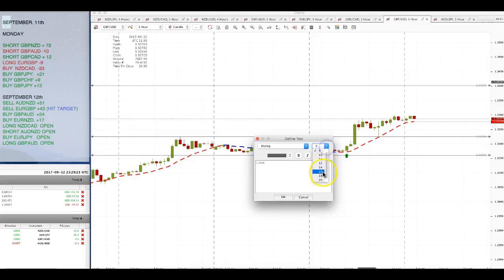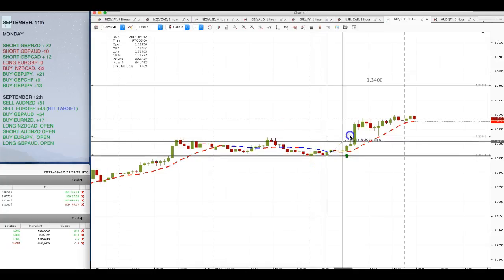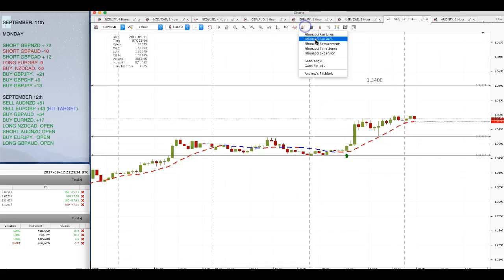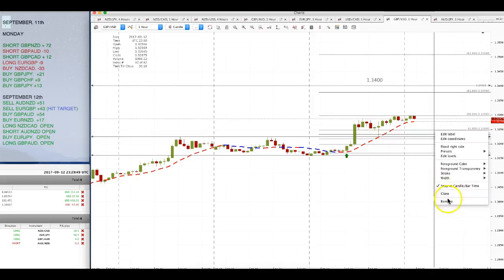Okay, you may ask, well, how do I come up with that? Well, first thing I do is I count the number of pips for today, and that was about 137 pips. The next thing I do is I take my Fibonacci tool and draw from the swing high to the swing low. And I'm looking for fib levels.